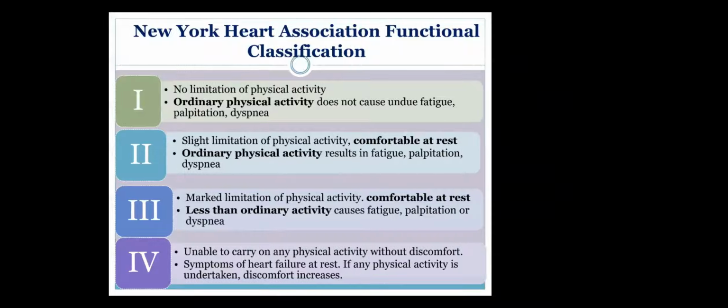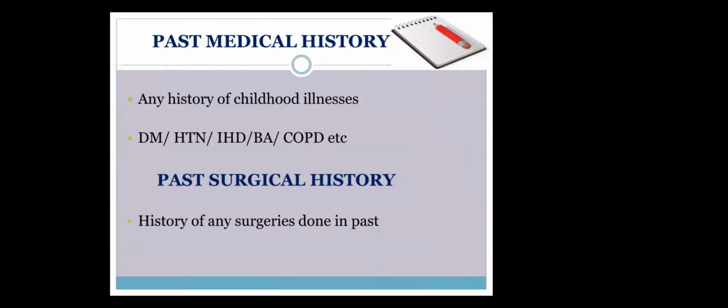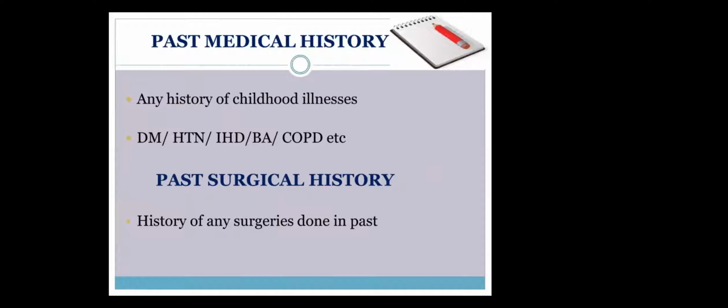In order to categorize the functional limitation of patients, especially cardiac patients, the New York Heart Association has given a functional classification, which gives us an idea about whether the patient is comfortable at rest, and whether ordinary physical activity or less than ordinary physical activity is causing fatigue, palpitation, and/or dyspnea. This classification comes in very handy when you are trying to grade the functional limitation of the patient. In addition to this, whatever the symptoms of the patients are, specific scales can be used to grade the severity of the problem.